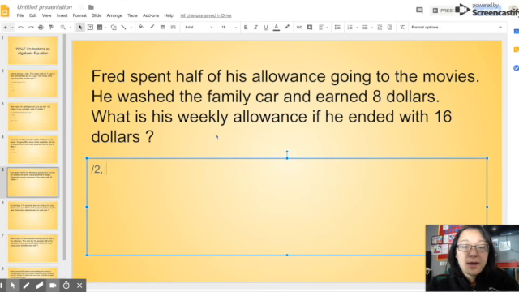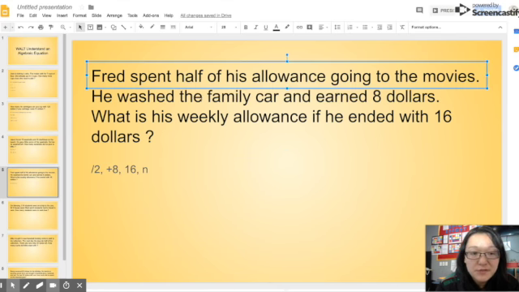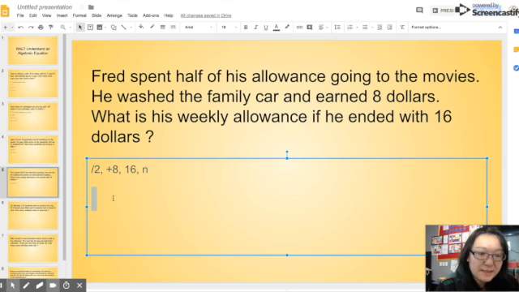We have 8. So we need to, at some point, add 8. And we ended up with 16. So, and the unknown is N. Okay, so N is his weekly allowance. All right, so those are the things. I've looked at this question and I've figured out what needs to go into this equation. Half, so divide by 2, plus 8, and end up with 16. So let's have a go at this.